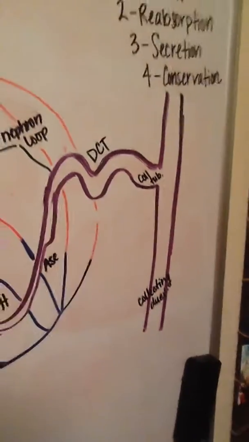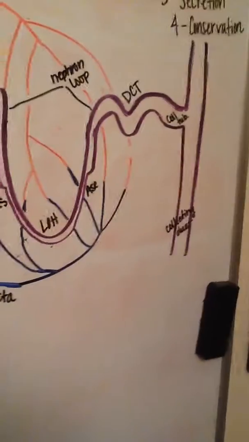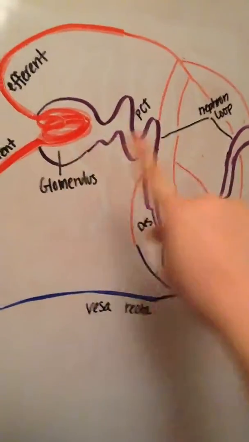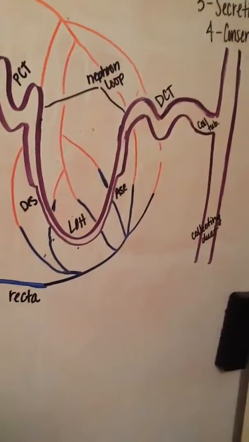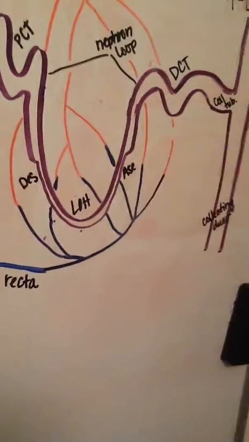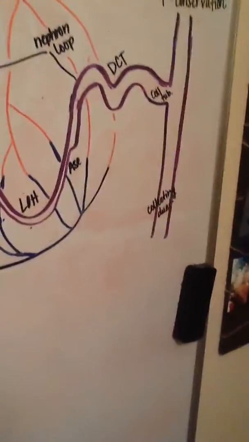For the fourth step, which is conservation, it happens throughout the entire process, reabsorbing that water back into the body to maintain homeostasis so that the body's hydrated.